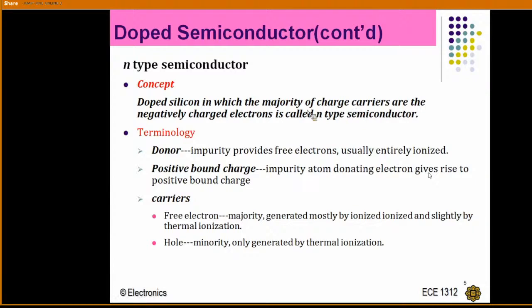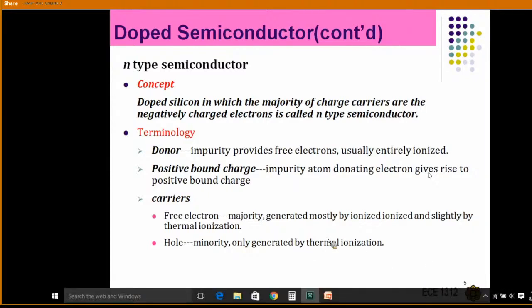That means a semiconductor in which the electrons are the majority charge carriers, that is the n-type semiconductor. Now in this, the terminology is there. What is the terminology? Here excess electron is there, that's why it is called a donor. Now what is a donor? The n-type semiconductor has the donor because the impurity is providing the free electron, usually entirely ionized.